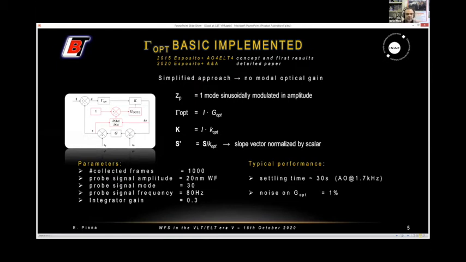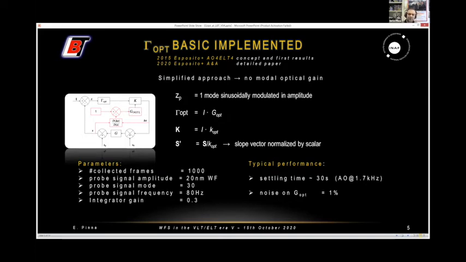In doing that, in practice, we have to set things up, and we have a set of parameters that we can control. Here I listed the typical order of values that we use for this implementation. We have the number of frames, the number of slopes that we want to collect and the commands to collect for the demodulation, to acquire one demodulation value, then the amplitude of the probe signal, and the mode that we want to modulate.